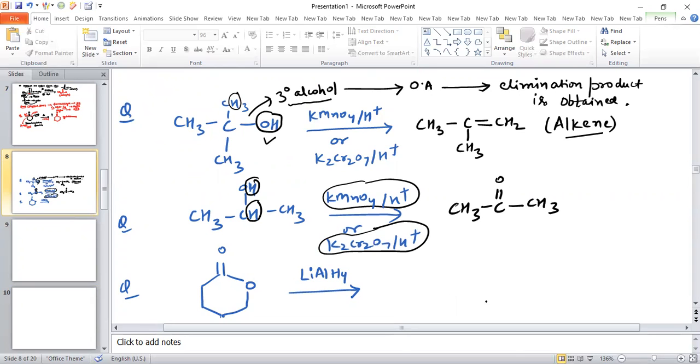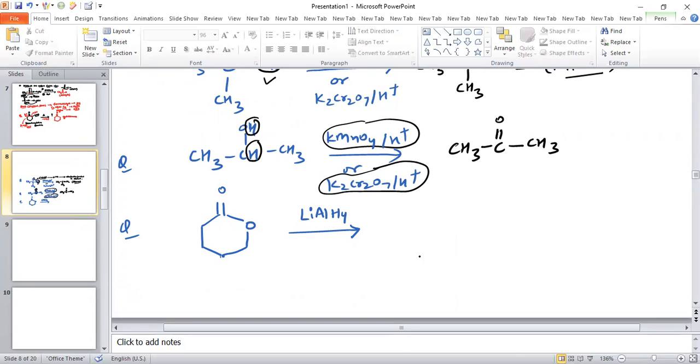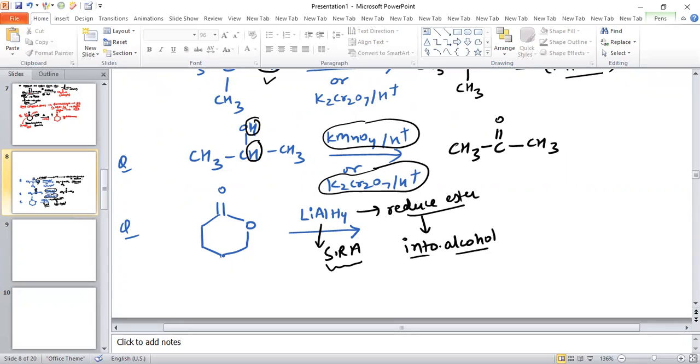In the same way, you can see this compound, LiAlH4. LiAlH4 is basically a strong reducing agent. So LiAlH4 can reduce an ester. LiAlH4 reduces ester into alcohol.